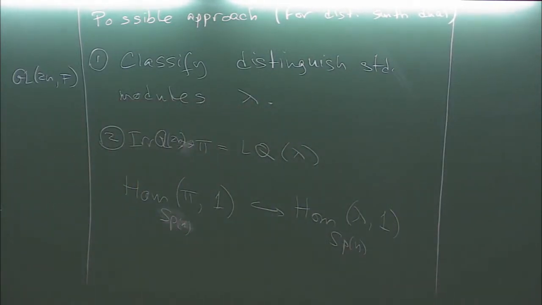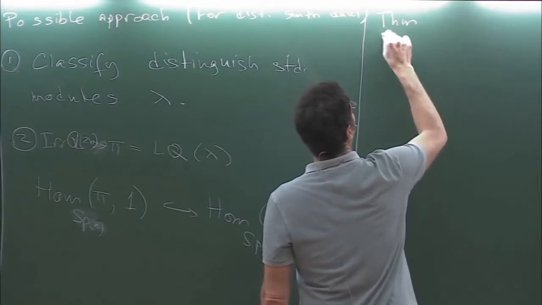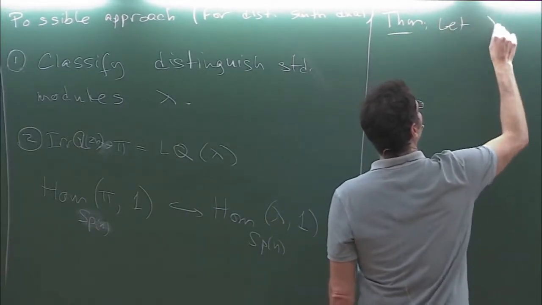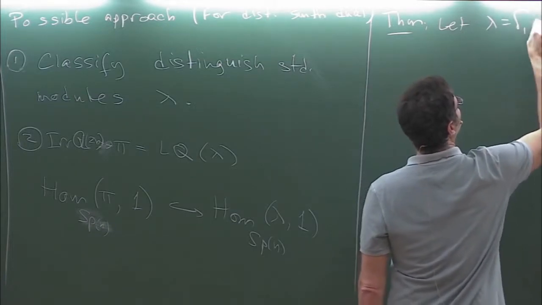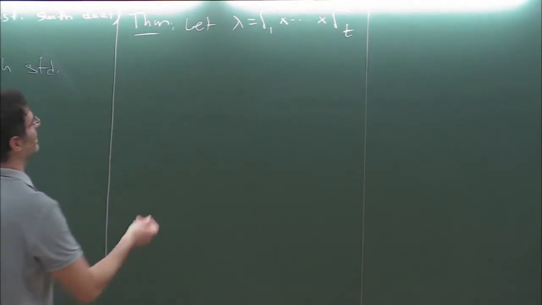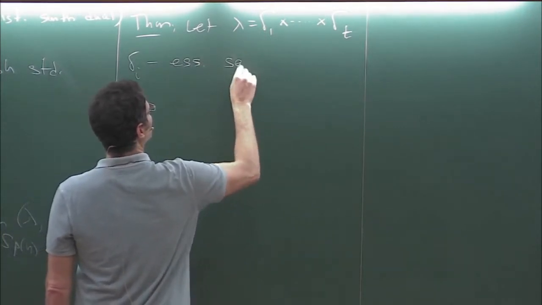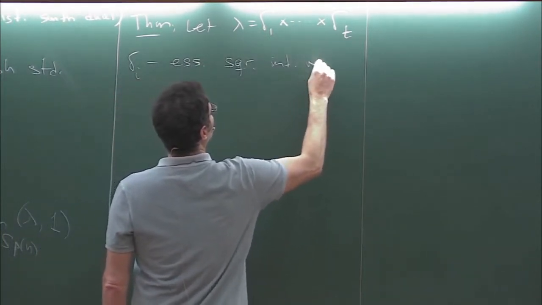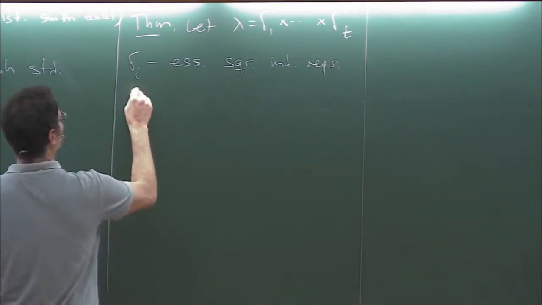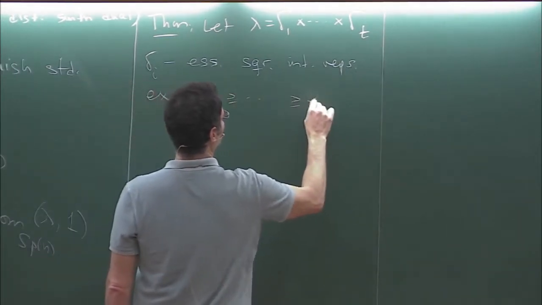So what do we know about the first question? We don't have a complete answer to the first question, but we have some idea of what is going on. So let me describe what is known in this situation. So if we're taking a standard module and write it down in terms of its square integrable data. So here, delta i are essentially square integrable representations of smaller GLs, and the exponents are in decreasing order.